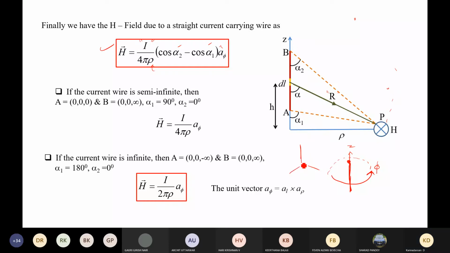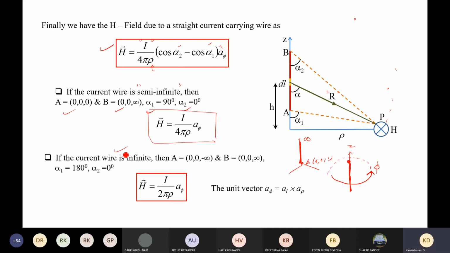So point A is here at 0, 0, 0, and point B is at infinity, which we call semi-infinite. For this semi-infinite case, we have these A and B locations, and the corresponding alpha 1 and alpha 2 will come like this. So cos 90 degrees you will get 0, and cos 0 degrees you will get 1. So the magnitude of 1 itself will come. That is nothing but I over 4 pi rho, times 1, for alpha. So this is the semi-infinite case.